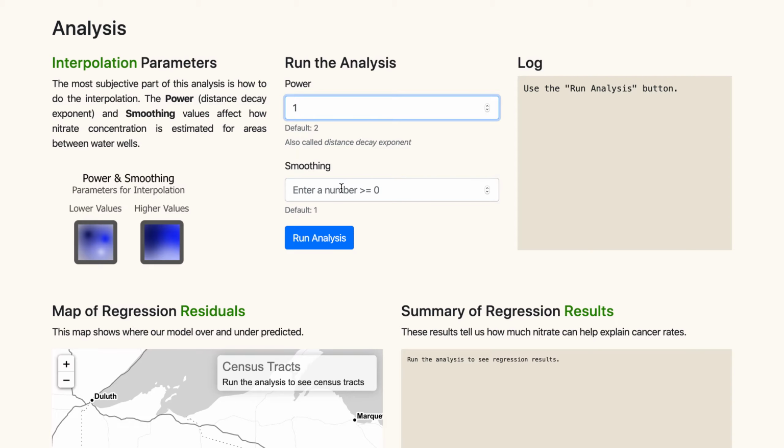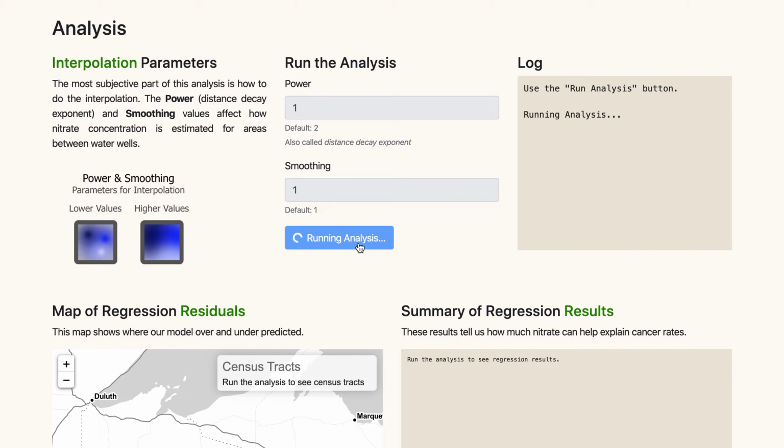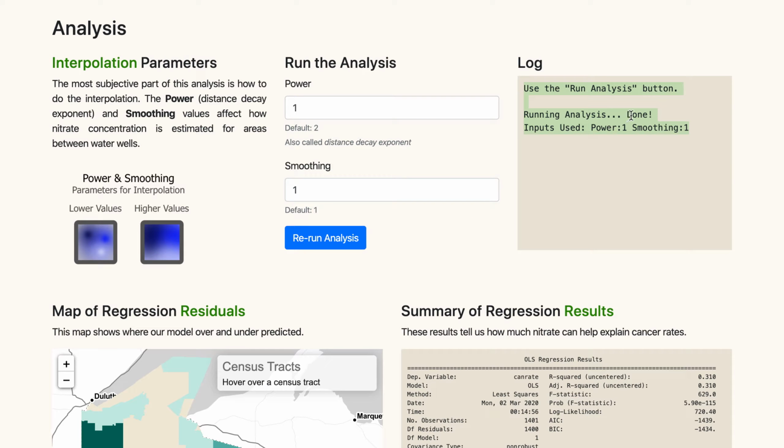I'll just use 1 and 1 for the power and smoothing. They can both be anything over 0. And I'll hit run analysis. We can tell it's running by the little spinner and the fact that it says running analysis over here in the log. And when it's done, just like that, it'll say done with the inputs that we used.